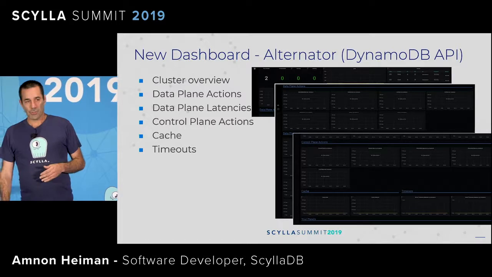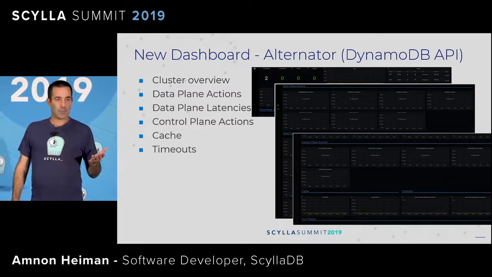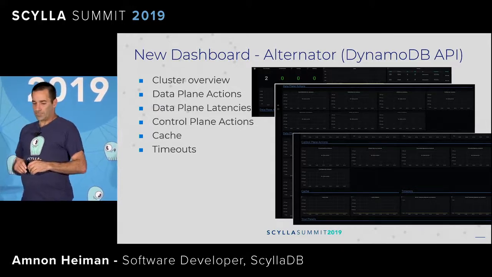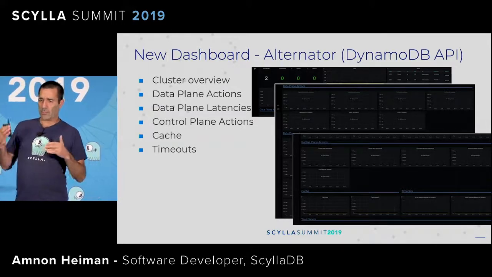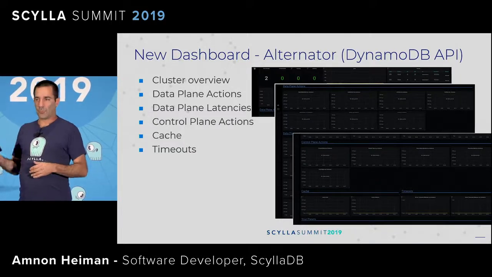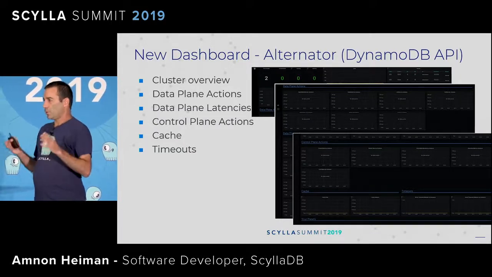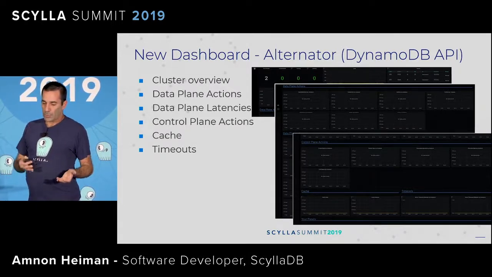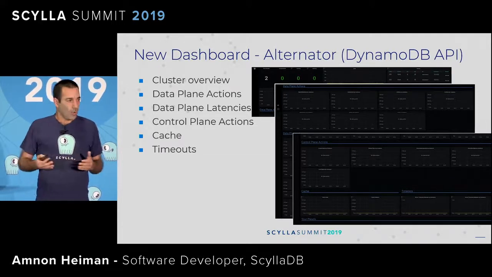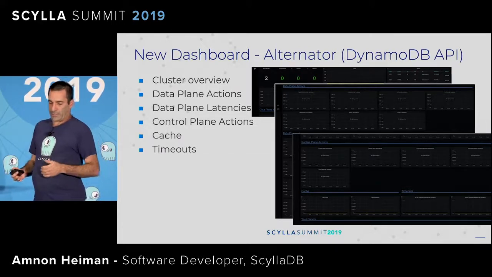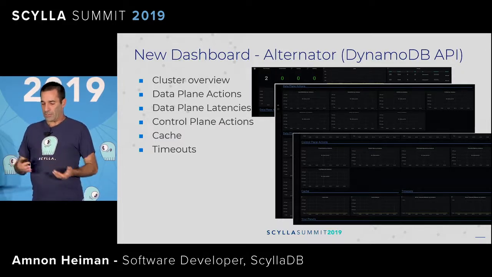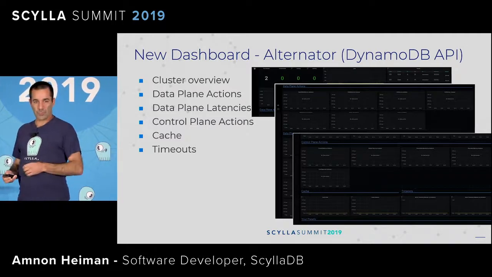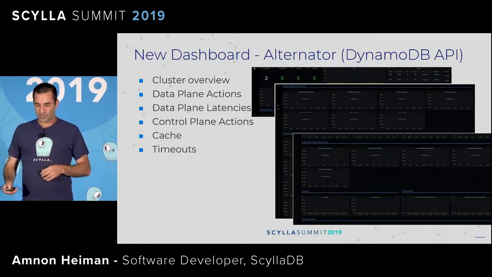Second is the Alternator. We've mentioned it multiple times in different talks. It's the DynamoDB compatible API, and it's in a single dashboard. If you're coming from the Dynamo API world, you can look at just that dashboard. It gives you an overview of the cluster as well, but also looks at the different operations from the Dynamo perspective, like data plane actions and data plane latencies, and all those things that, if you're familiar with Dynamo, you'll find familiar.